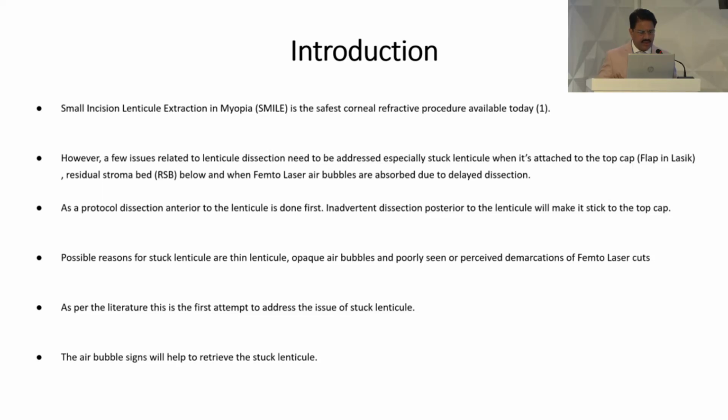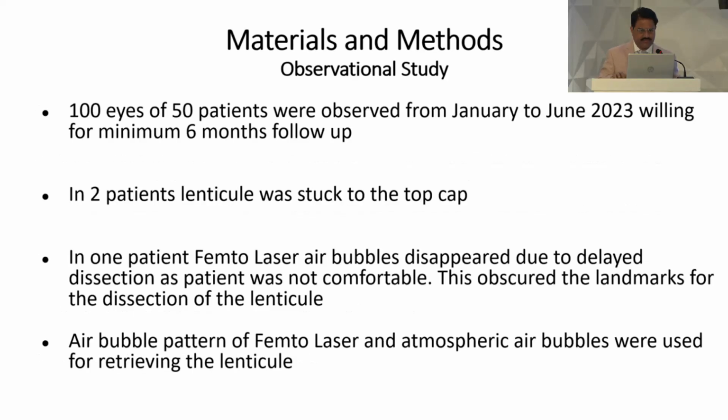As a protocol, dissection anterior to the lenticule is done first. Inadvertent dissection posterior to the lenticule will make it stick to the top cap. Possible reasons for a stuck lenticule are thin lenticules, opaque air bubbles, and poorly seen or perceived demarcation of femtolaser cuts. As per the literature, this is the first attempt to address the issue of stuck lenticule. The air bubble science will help to retrieve the stuck lenticule.